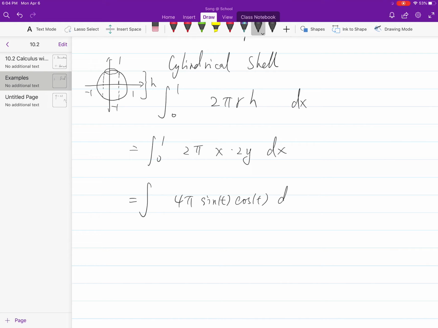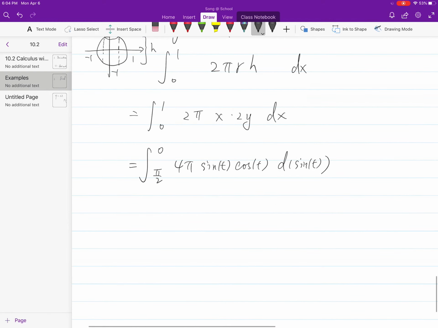We can change it to be 4 pi. Your x is nothing but sine t. Your y is nothing but cosine t. And your dx is nothing but d sine t. Now everything is in terms of t if you're talking about parametric. The only thing you need to figure out is how do you assign the starting and ending point of t. Remember, this time your t goes from pi over 2 all the way to 0, because you're starting from 0. Spend some time and figure out why this is happening.